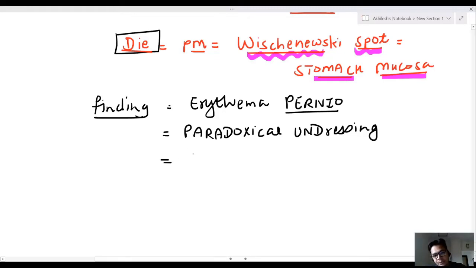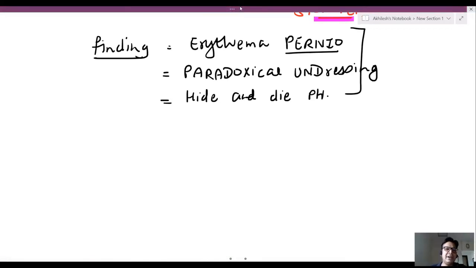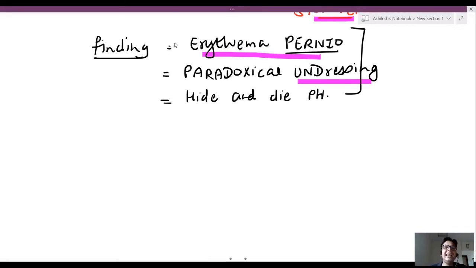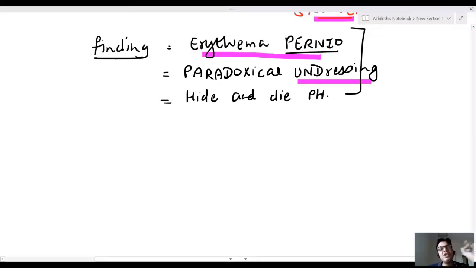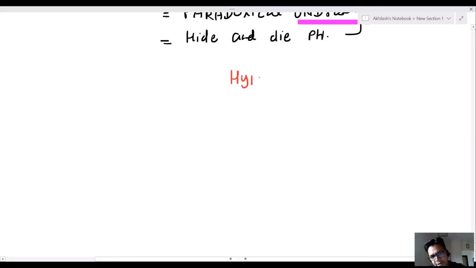And hide and die phenomena. Sir, actually, these are questions which can be asked at PG level according to me. But you should remember, again I'm revising, my dear friend: redness of the skin is known as erythema pernio, undressing of the person is known as paradoxical undressing, and when the person hides himself, this is known as hide and die phenomena. But sir, the best question I'm finding here is Vishnuesky spot in stomach mucosa if the person dies due to hypothermia. Very, very important MCQ. Now I'm coming to, sir, hyperthermia.